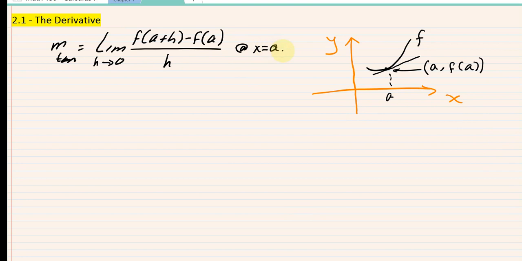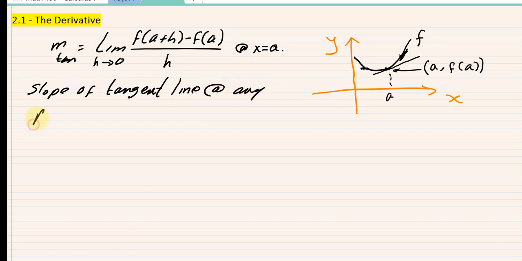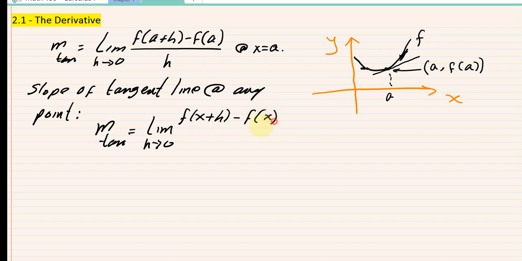Now, what if I change the tangent line to various locations? Let's say I want to draw it here, or if I extend my curve, maybe here. We would like to allow point A to vary along the curve. When that is the case, we just replace A with x, and that way we have the slope of a tangent at any point. So the slope of the tangent line at any point is m tangent equal to the limit, as h goes to 0, of f(x + h) minus f(x), divided by h.